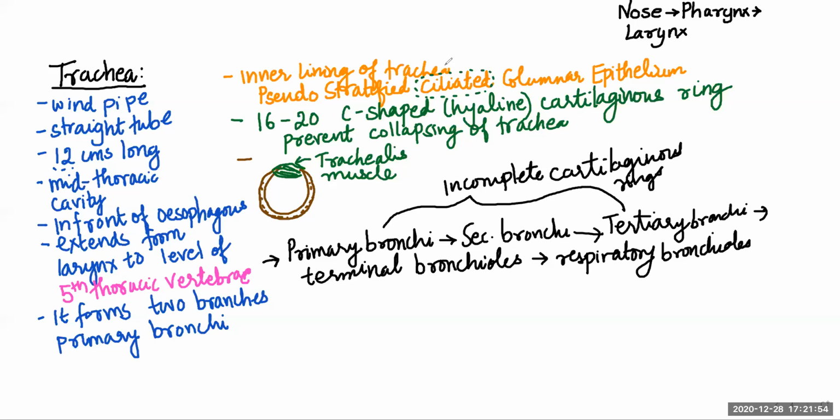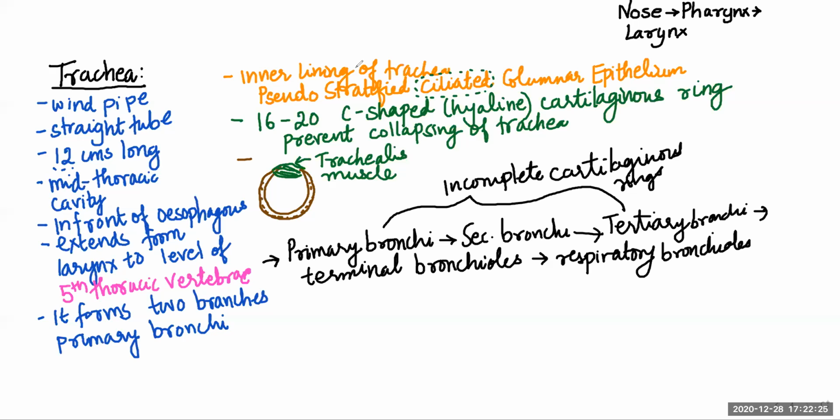Okay. So trachea is also known as windpipe. It's a straight tube about 12 centimeters long, present in the mid-thoracic cavity, in front of the esophagus, and extends from the larynx to the level of the fifth thoracic vertebra. At the fifth thoracic vertebra, it forms two branches: primary bronchi. The inner lining of the trachea is made up of pseudostratified ciliated columnar epithelium.